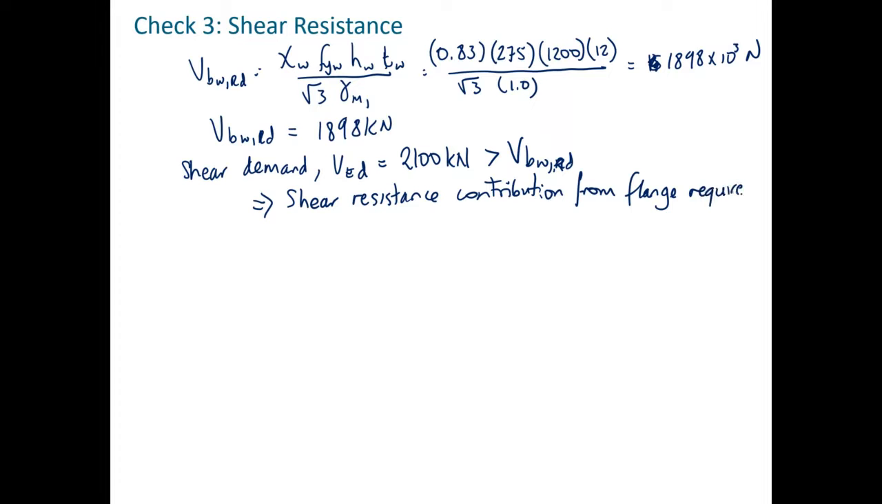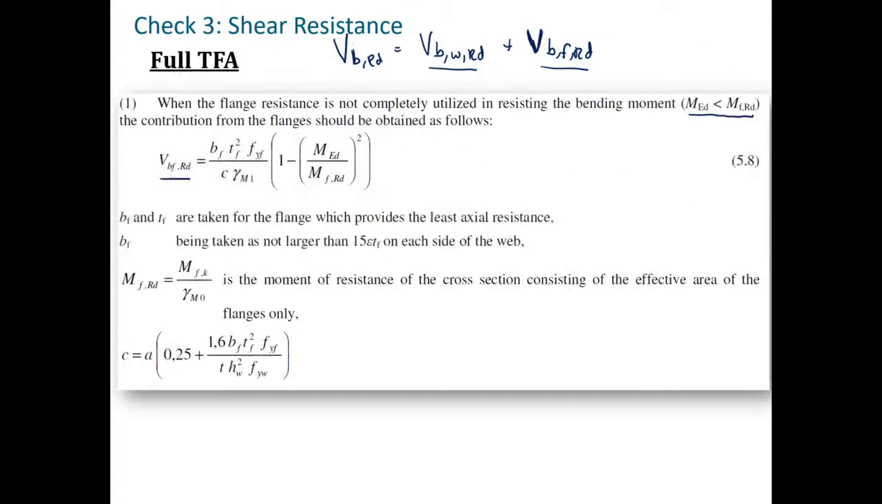Okay, so this is one of the main differences between the first example and the second example. In this example, we're pushing the section harder, and the web alone isn't good enough to withstand the shear demand, so we have to take into account the contribution of the flange in there. Okay, so what is the flange contribution?